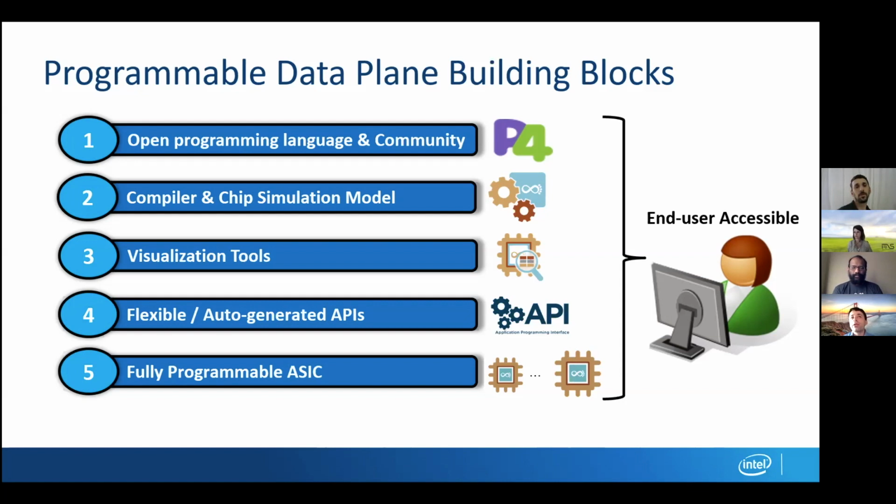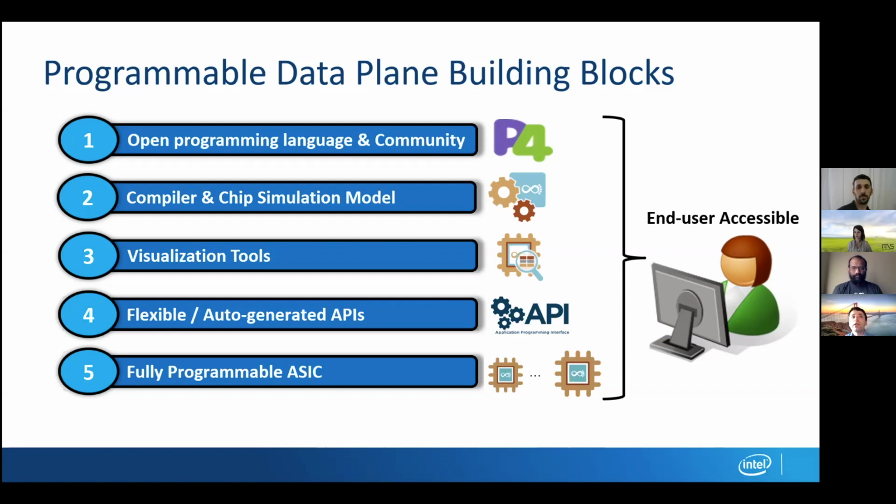Number two is having the compiler and the chip simulation model. Without a compiler, we wouldn't be anywhere. There are portions of the compiler that are open source, and each vendor that uses the compiler typically writes their own backend for their own silicon. So the compiler is hugely important. It's actually a very complicated piece to develop a compiler for P4, but we have been able to do that and have been shipping it for quite a few years.